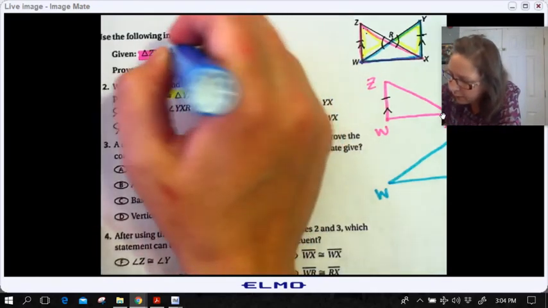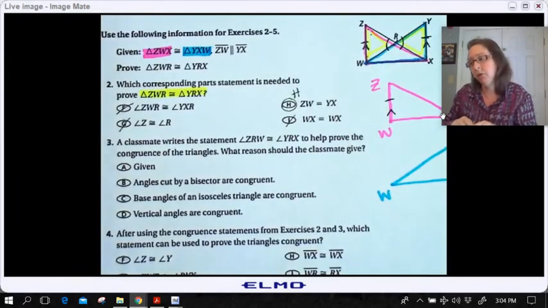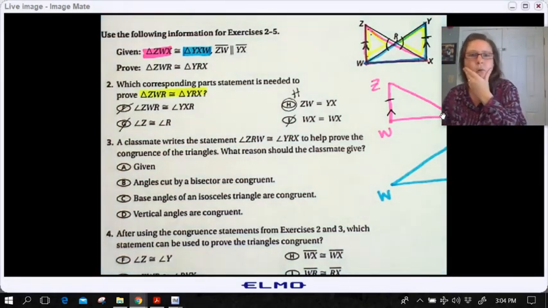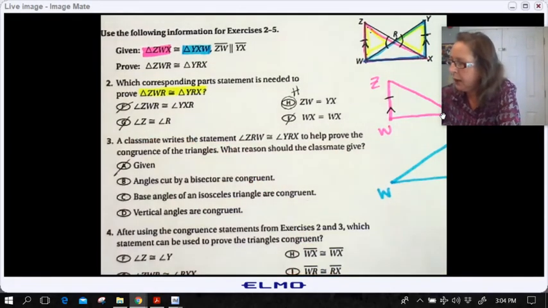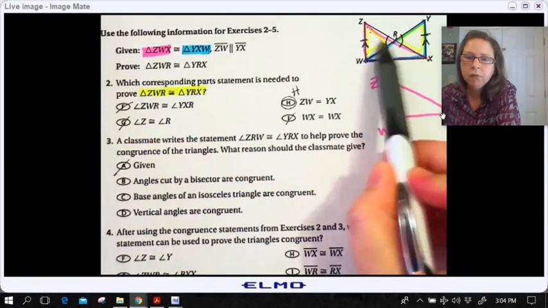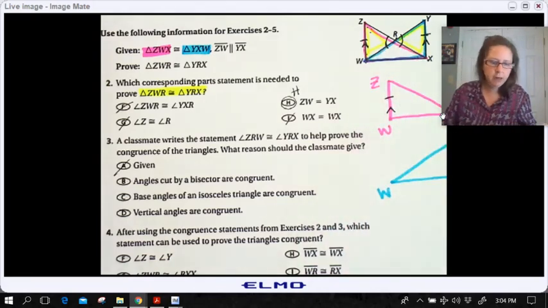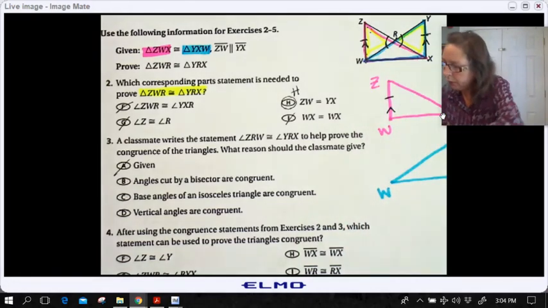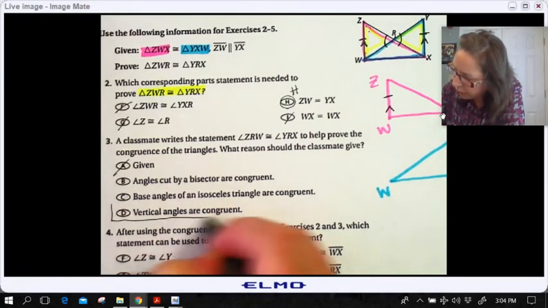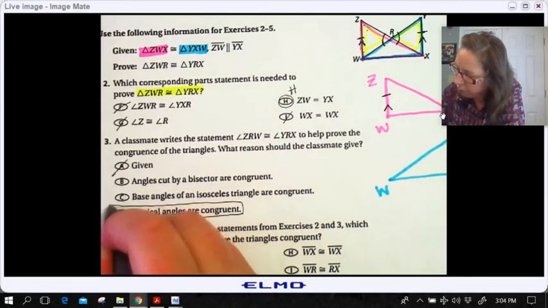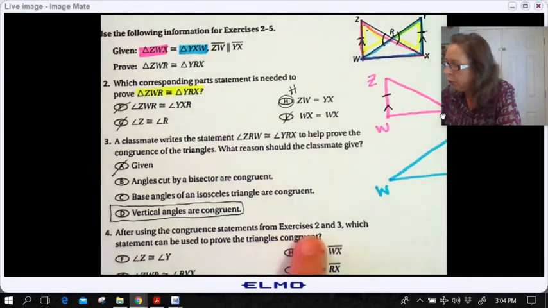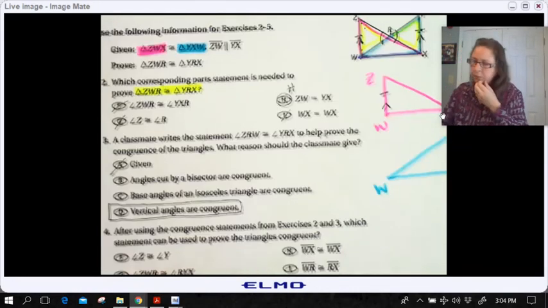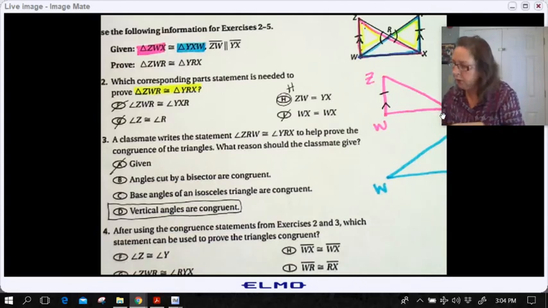I forgot to highlight this up here. That information was not given to me. So I know that that couldn't be it, okay? And if you remember our theorems, these are vertical angles. These are vertical angles. So vertical angles are congruent, okay? After using the congruent statements from exercise 2 and 3, which statement can be used to prove that these are congruent?